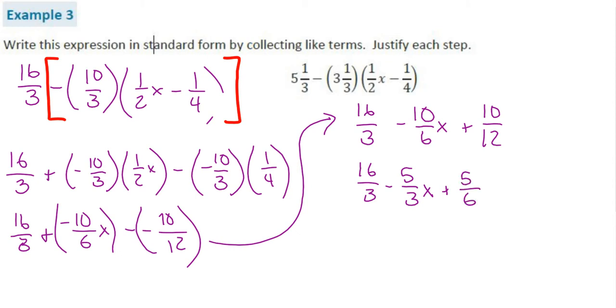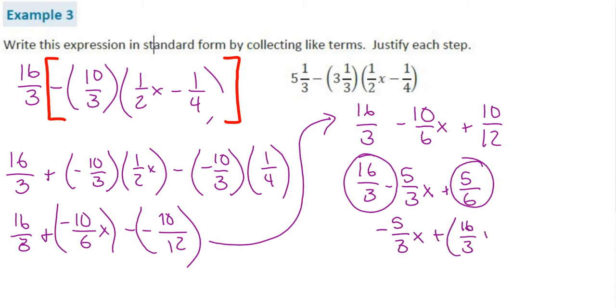That makes combining this and this easier to do. So we're going to have a negative 5/3 x plus 16/3 plus 5/6. But we need to convert that 16/3. So let's rewrite that real quick. All right, we're going to have a denominator of 6. 3 times what gives me 6? 2. So 16 times 2 is going to be 32. All right, so I get a negative 5/3 x plus 37/6.